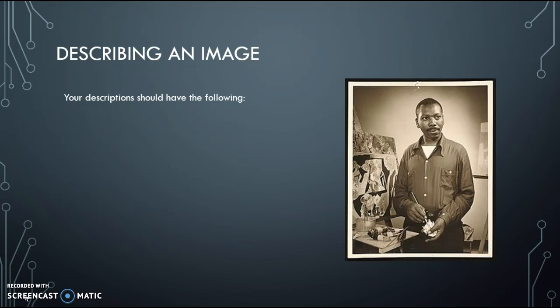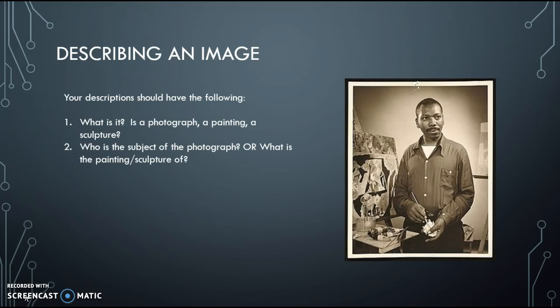Your descriptions need to have the following. First, you will want to tell us what it is. Is it a photograph? Is it a painting? Is it a sculpture? Then, if it's a photograph, you will want to tell us who is the subject of the photograph. If it's a painting or a sculpture, what is that painting or sculpture of?